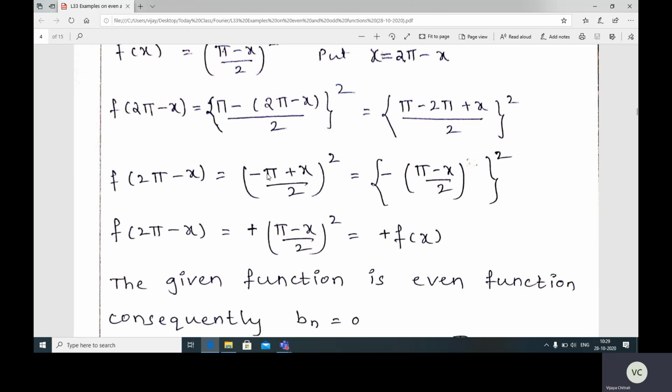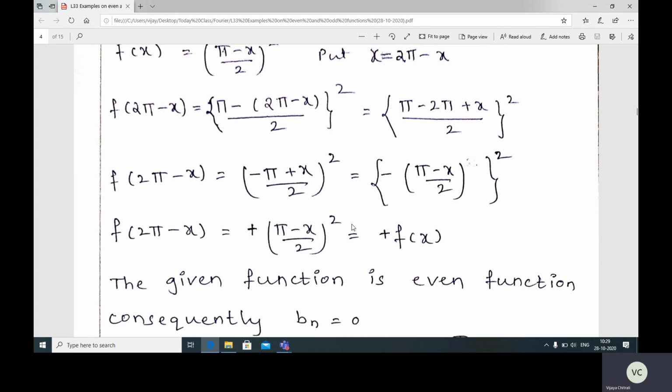Pi minus 2 pi is minus pi plus x divided by 2 raised to 2. So take minus common: pi minus x divided by 2 raised to 2. Squaring this, minus into minus will be plus, so you will get a plus (pi minus x divided by 2) raised to 2.